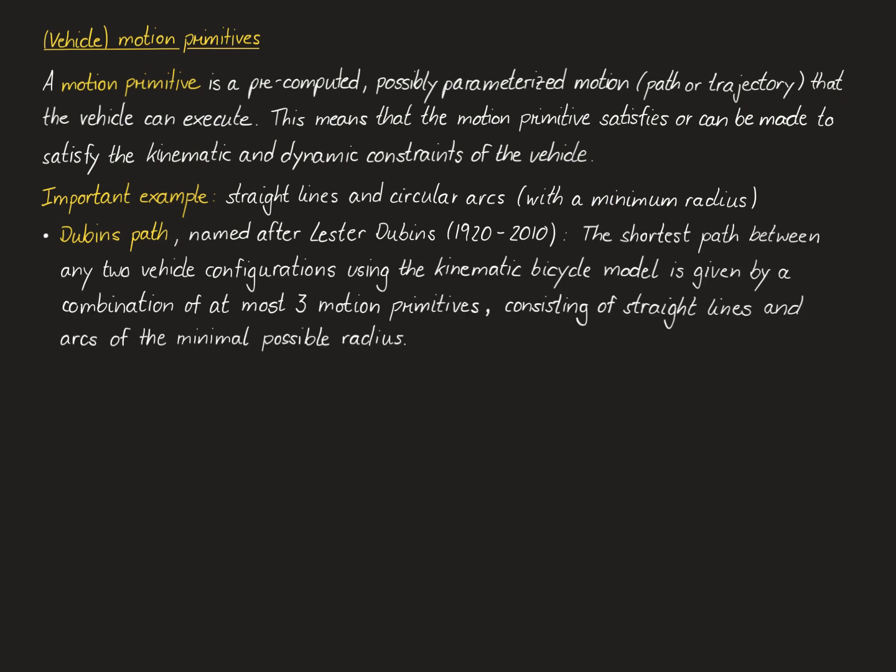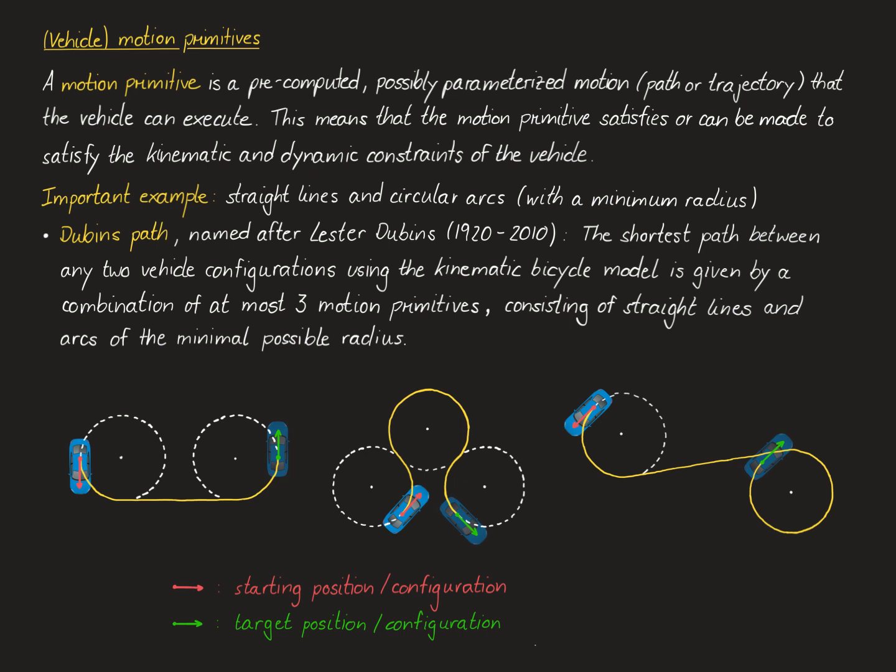In this paper, he provides a mathematical proof that the shortest distance between any two given configurations using the kinematic bicycle model consists of at most three motion primitives, which are given by straight lines and circular arcs of the minimal possible radius. Here we see examples of Dubins paths in three specific scenarios.